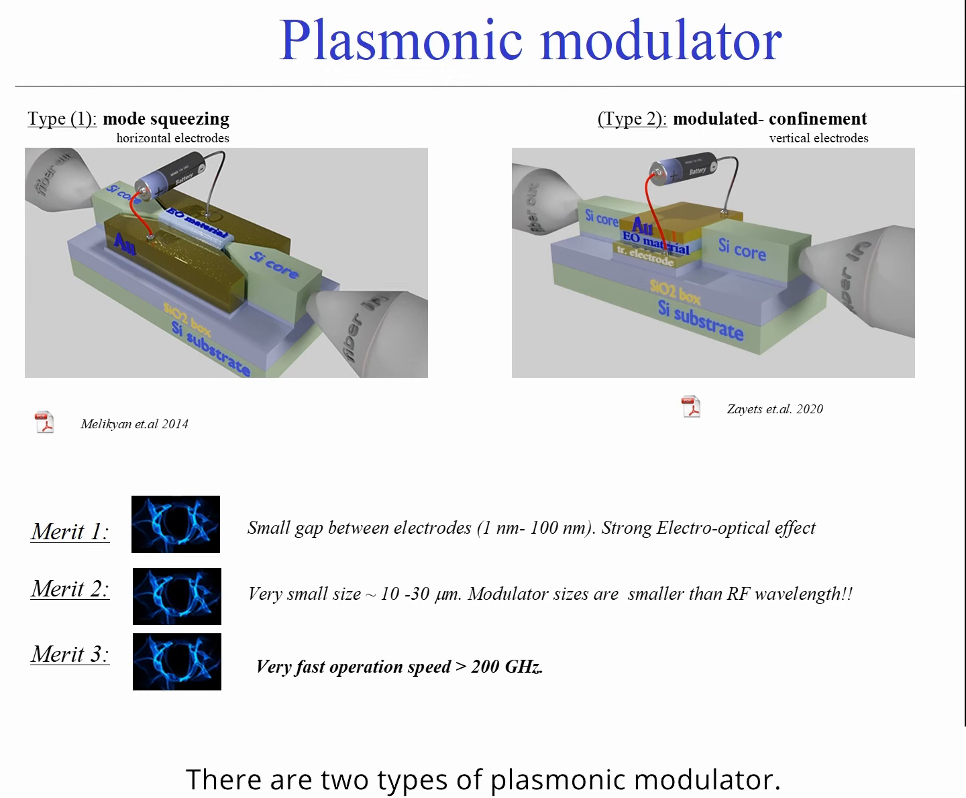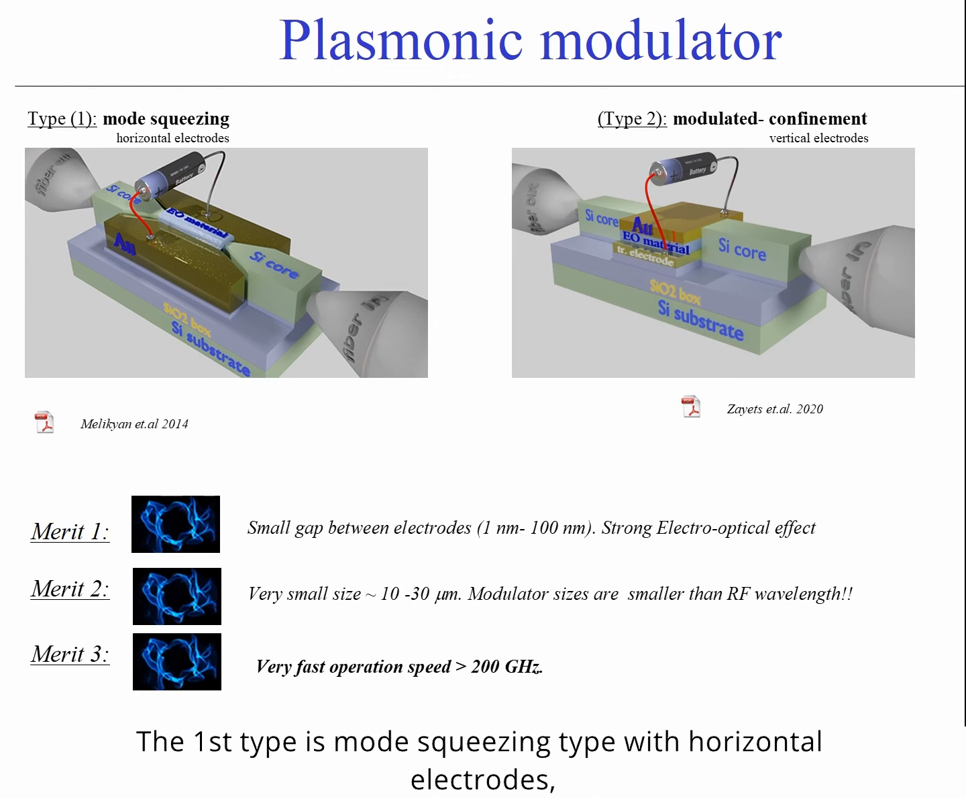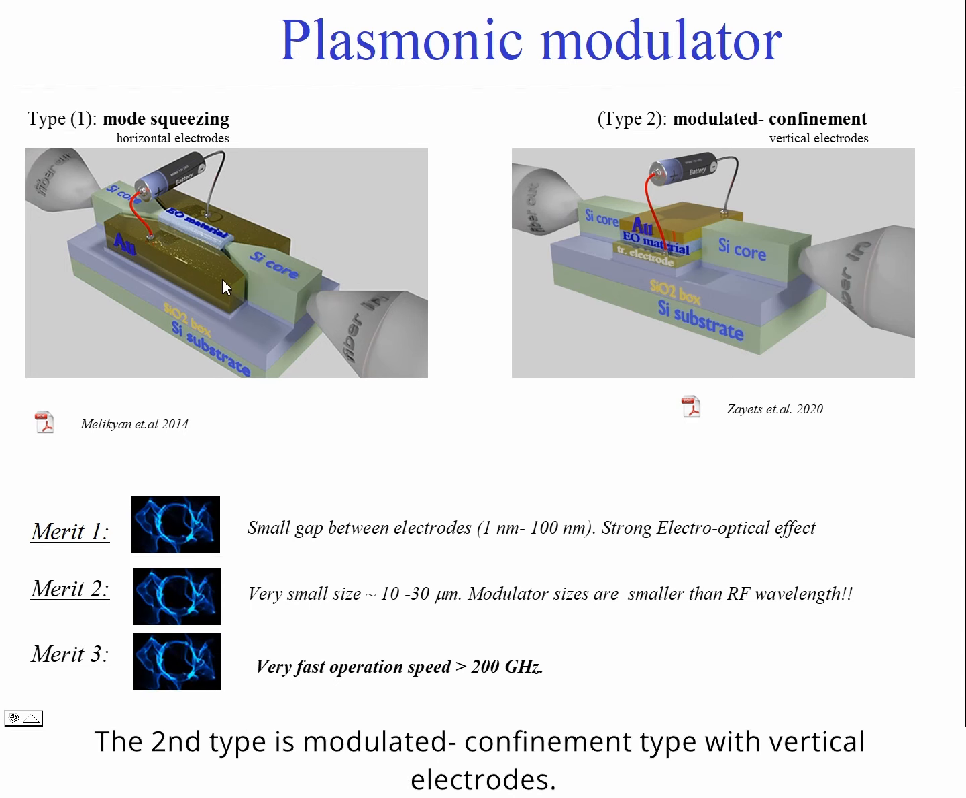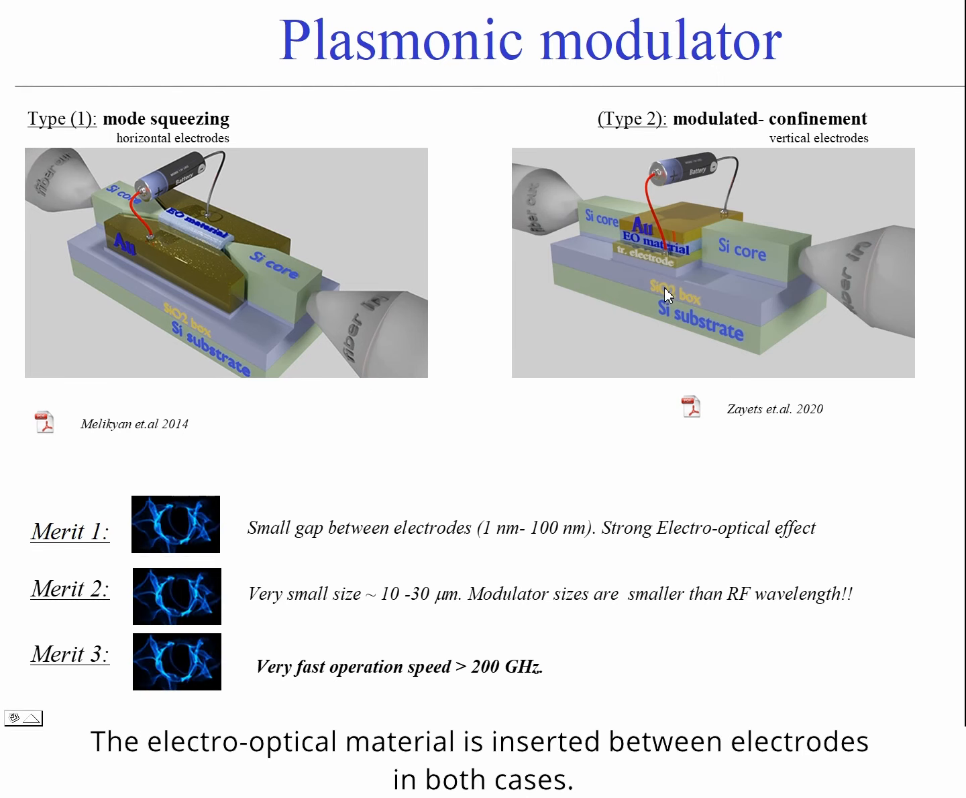There are two types of plasmonic modulator. The first type is mode squeezing type with horizontal electrodes, in which light is squeezed into a very narrow gap between electrodes. The second type is modulated confinement type with vertical electrodes. The electro-optical material is inserted between electrodes in both cases.